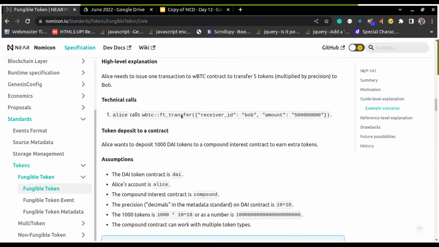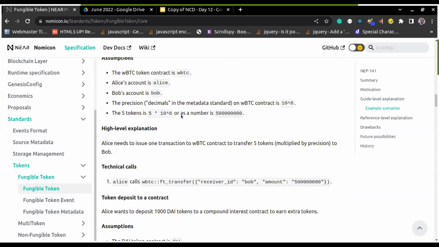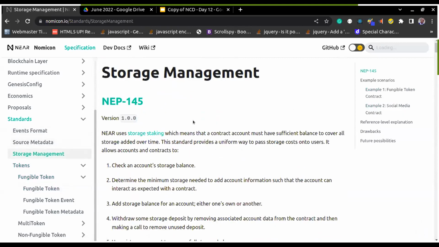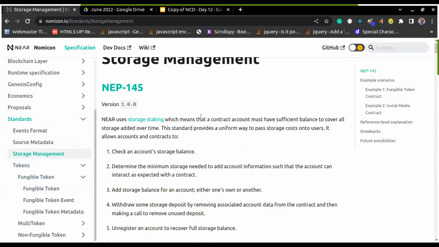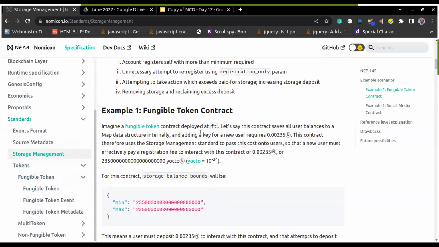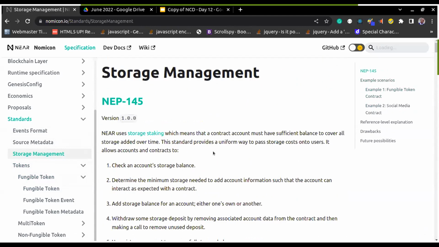Just before we go through this, a fungible token smart contract, according to the standards that the NEAR protocol blockchain has laid, makes use of the storage management standard. This is the page I've just opened, under storage management. Storage management is basically storage staking. Let me give us a sneak preview of what a fungible token smart contract does.